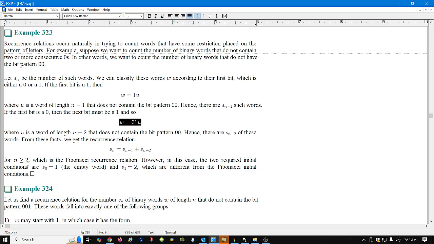But in this case, the two required initial conditions are different than they are in the rabbit case, in the Fibonacci sequence case. S naught is 1, the empty word qualifies, and S1 is 2, because you could have a 0 or a 1. Okay. So this is not the Fibonacci sequence, only because the initial conditions are different.